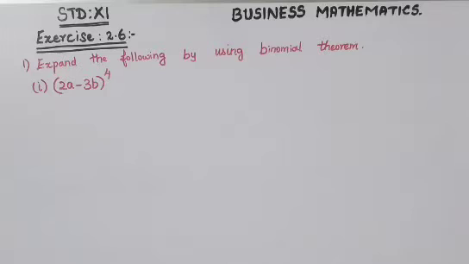Standard 11th Business Mathematics Exercise 2.6. First question, expand the following by using binomial theorem. In that first subdivision, (2a minus 3b) the whole power 4. First we'll just write the formula.